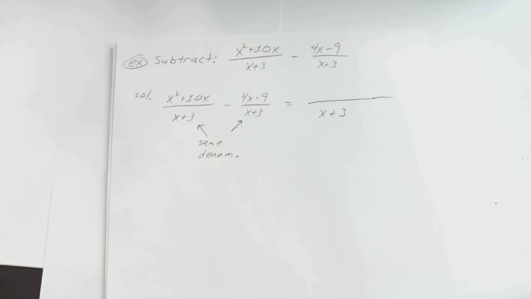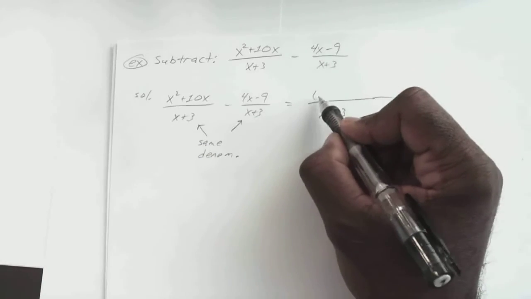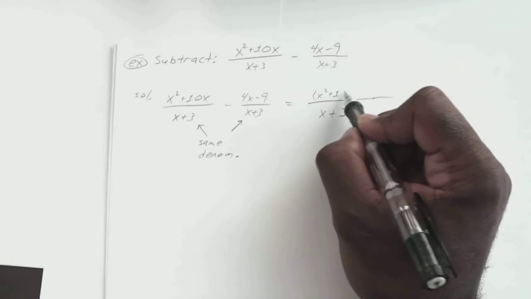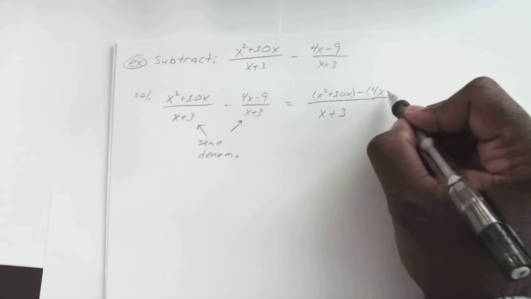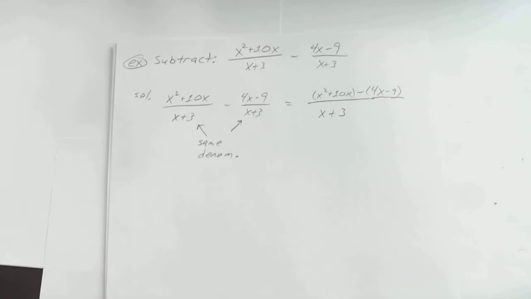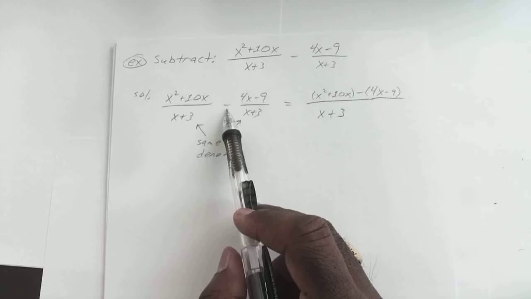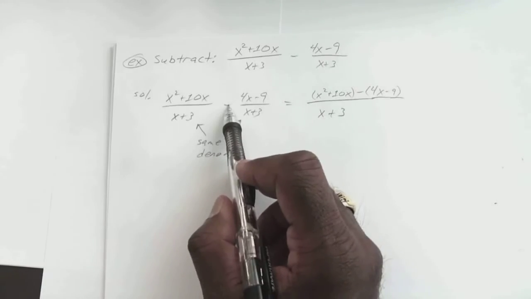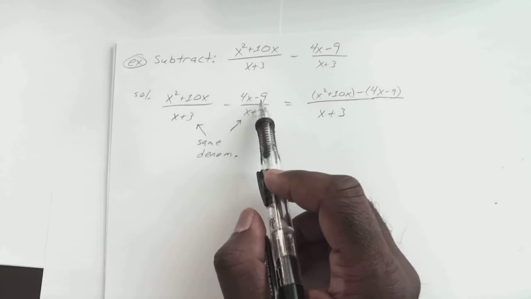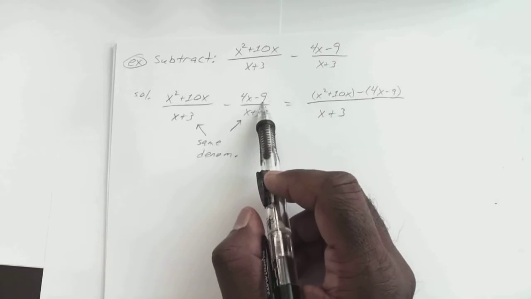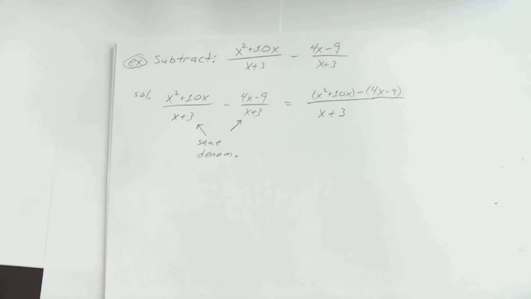That means you just subtract your numerators. So you have x squared plus 10x minus 4x minus 9. This is why I always use the parentheses, because a lot of times people will just say minus 4x minus 9, which would be wrong because you're subtracting that entire second numerator. You can't forget that the negative applies to the minus 9 also. So that's why you want to put the parentheses there.